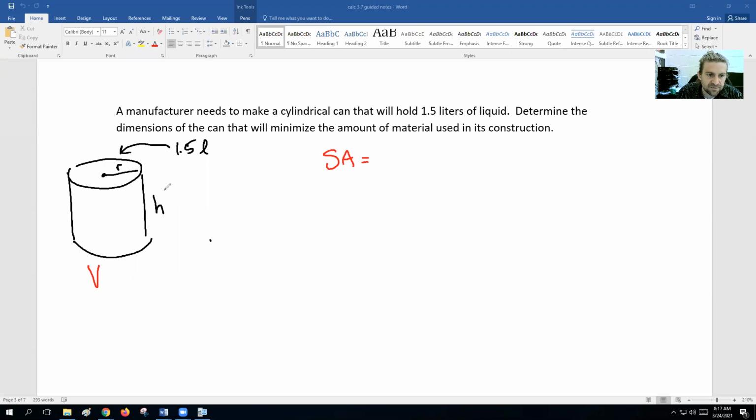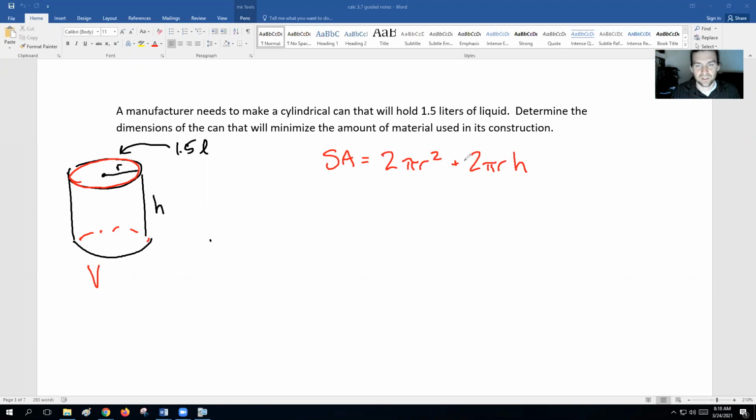All right, the surface area of a cylinder. We have a circle here, which is pi r squared, but we'd have one on the top and then another on the bottom. So we've got 2 pi r squared. And then we have this side part here, which is the circumference, 2 pi r times h.